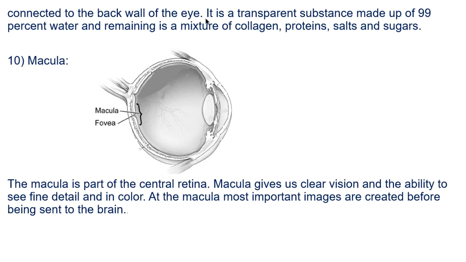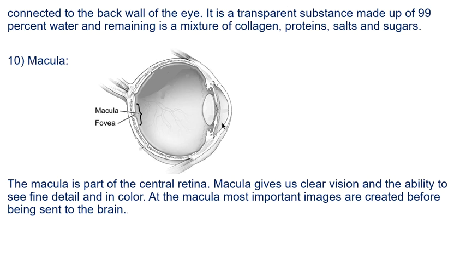Clear, students? It is a transparent substance, the vitreous humor we are talking about, made up of 99% water and the remaining is a mixture of collagen, proteins, salts and sugars. So 99% water and 1% of these substances make up this vitreous humor. Is that clear? Now moving forward comes the macula.